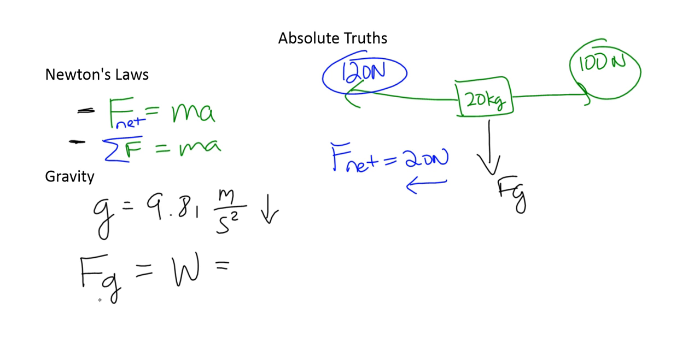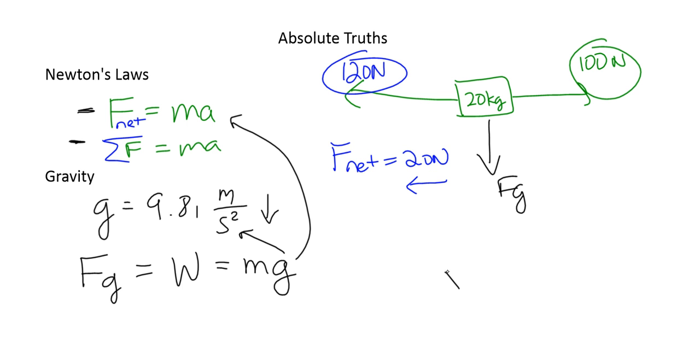F sub g means the force due to gravity, W means weight. Again, you can use either one. And that force is the mass of the object times the 9.81 meters per second squared acceleration. So you'll actually see that this is the effect of an individual force on the body. So these are two things we need to know, and Fg always acts straight down.